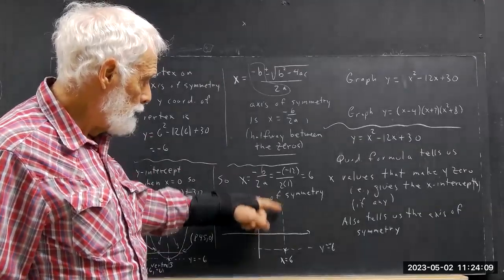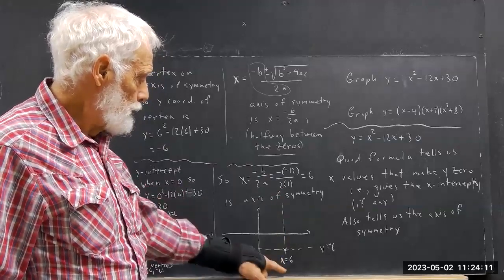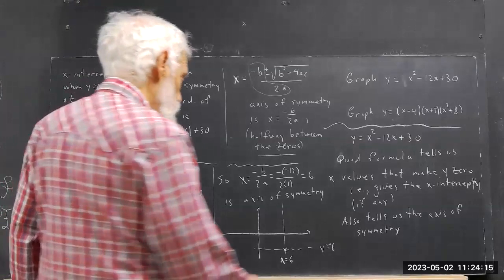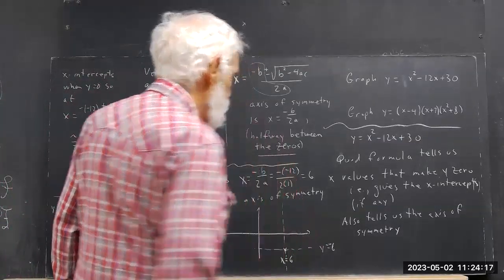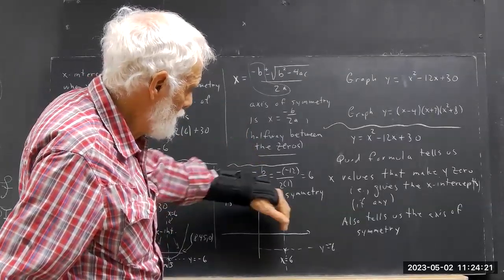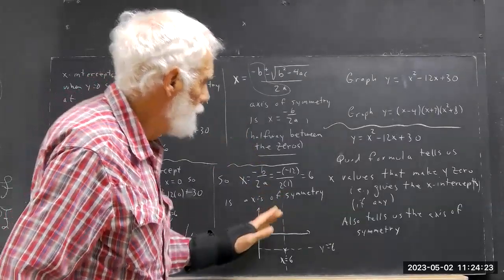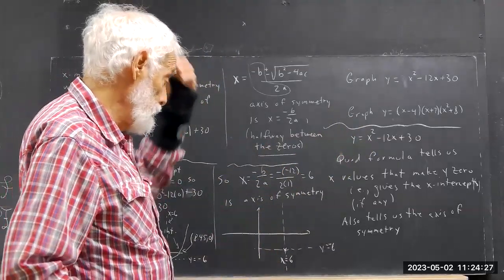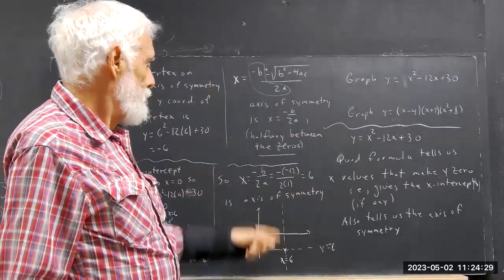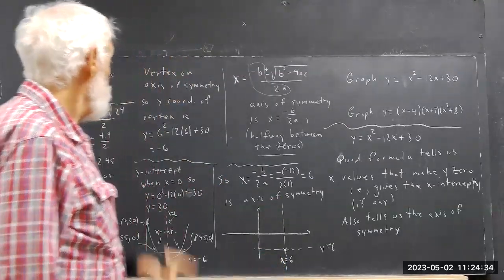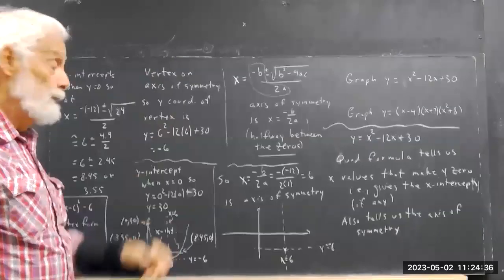What's that mean on the graph? It means we draw the vertical line where x equals 6. And that's the axis of symmetry. So it means it's a parabola that's a reflection on this side. It's a reflection of what it is on this side. And hopefully you have that picture and understand it. Okay. Well, once we have the axis of symmetry, we easily find the vertex. It's on the axis of symmetry.